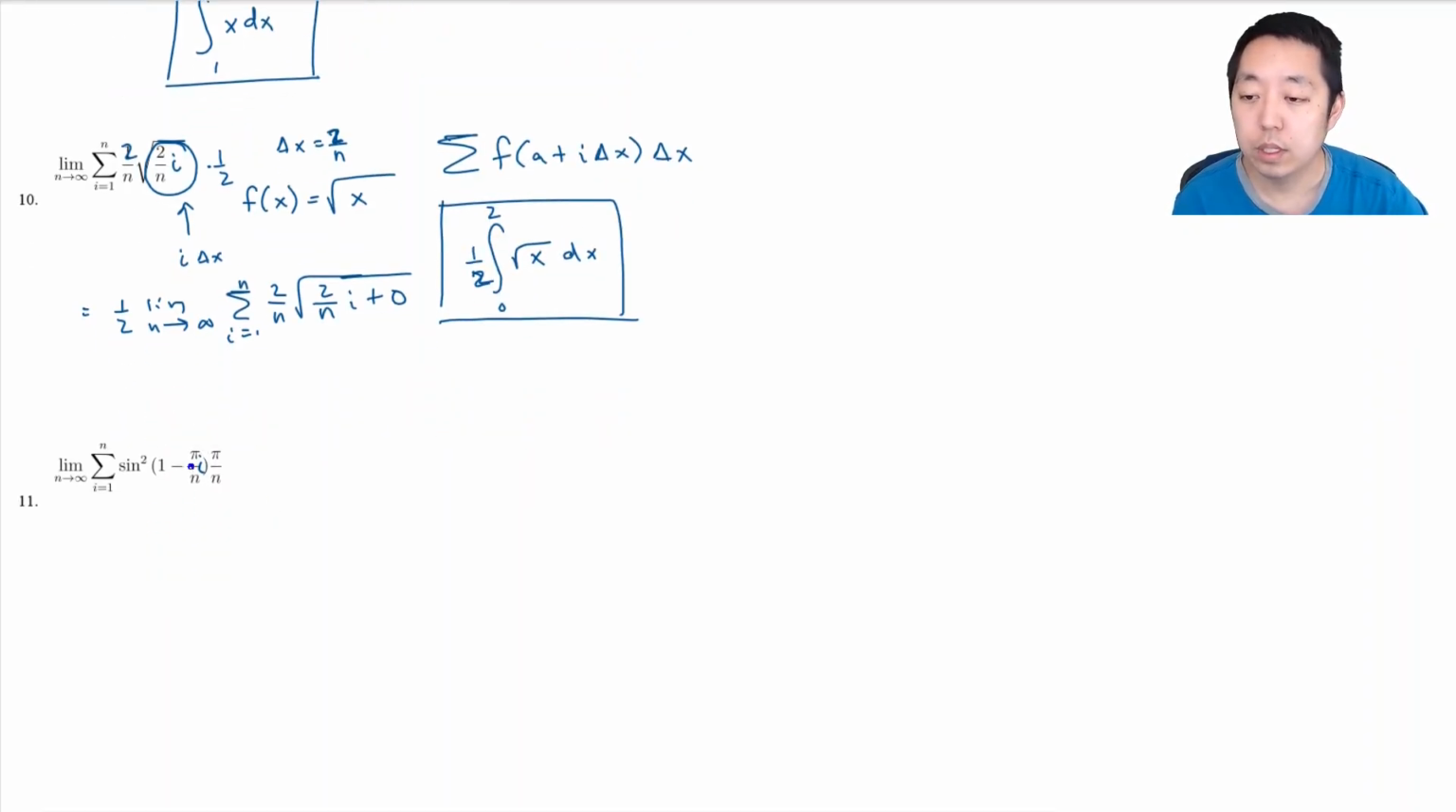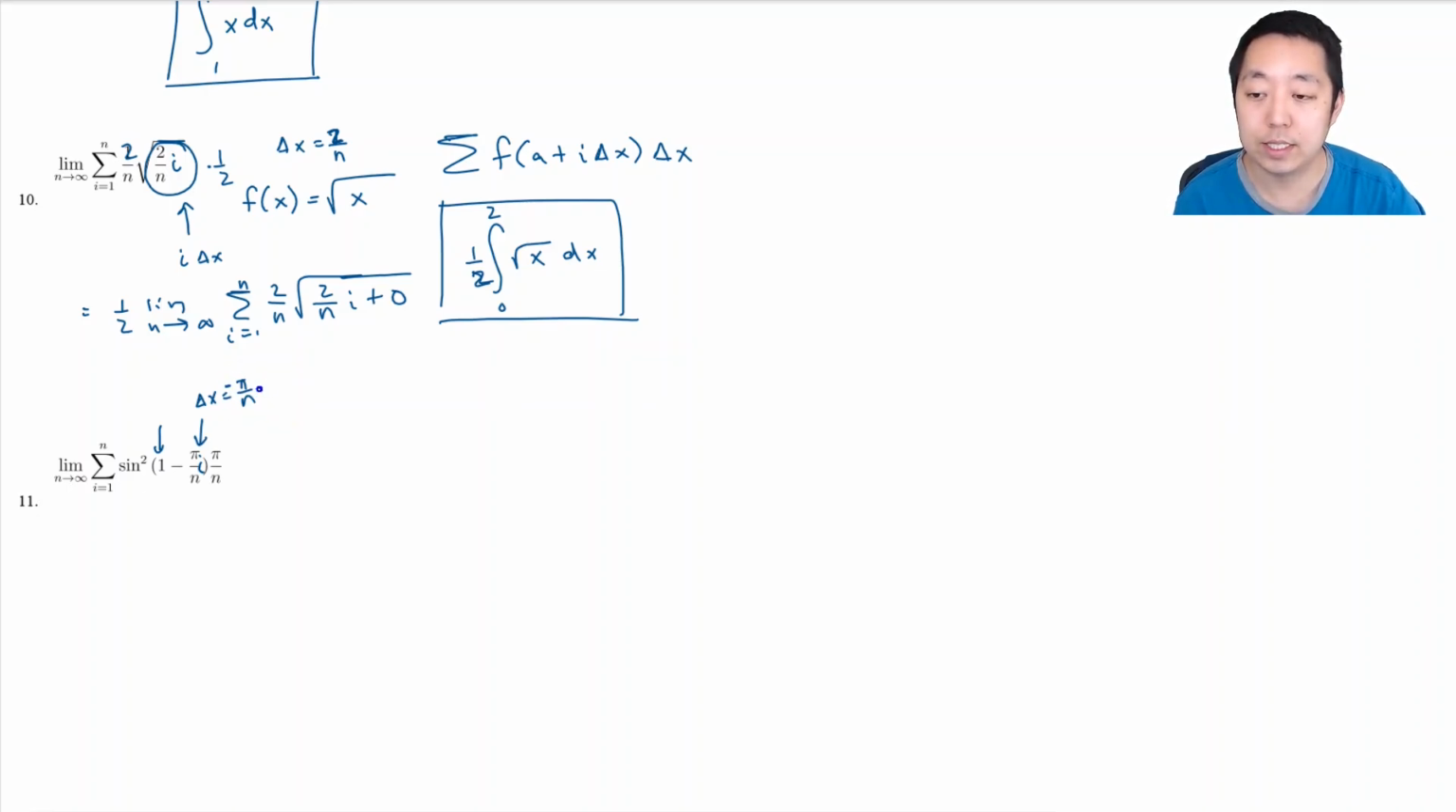Okay. Here's kind of a similar thing. The inside here is my delta x right here. Delta x is equal to pi over n. I'm going to start at 1, but I'm sort of doing negative. So this is a little bit tricky. My delta x is like negative. So you could think of it as I'm doing the integral backwards.